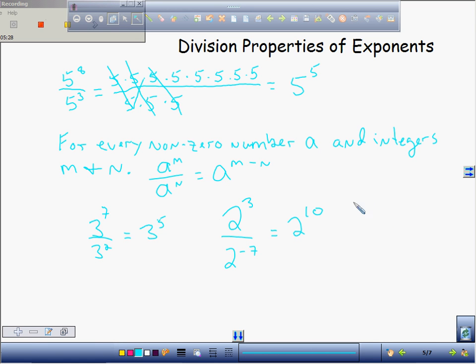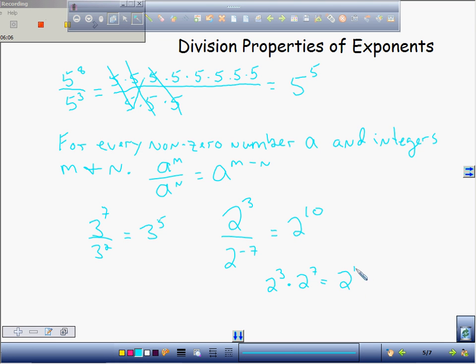Another way to think about this: do you remember this rule, that if it's a negative exponent, what could I do with it to make it positive? Put it on the bottom. If it's negative on the bottom, I could bring it to the top. And then I have two numbers that are on top. And then what do I do with the exponents?